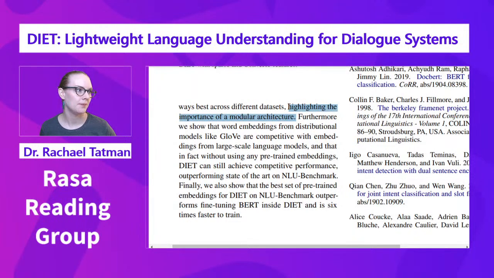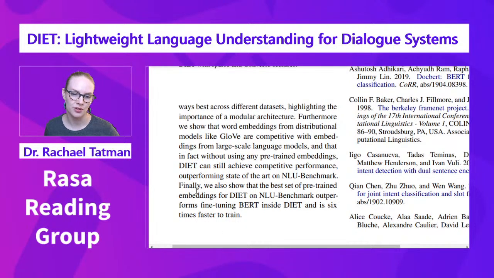Yeah, and I would say this is flexibility on the architecture side, but also having an architecture that can handle flexibility on the data input side. Furthermore, we show that word embeddings from distributional models like GloVe are competitive with embeddings from large-scale language models, and that, in fact, without using any pre-trained embeddings, DIET can still achieve competitive performance, outperforming state-of-the-art on NLU benchmark.